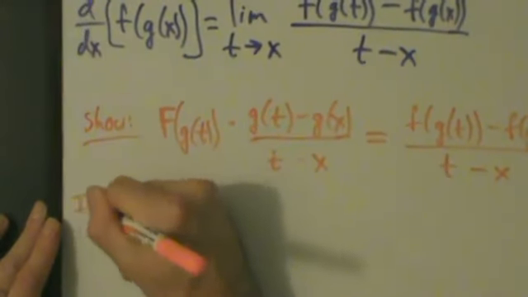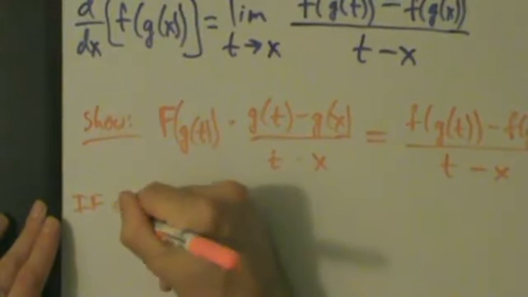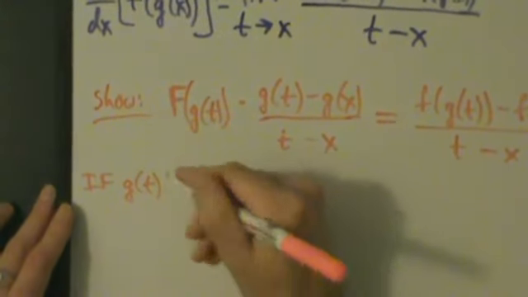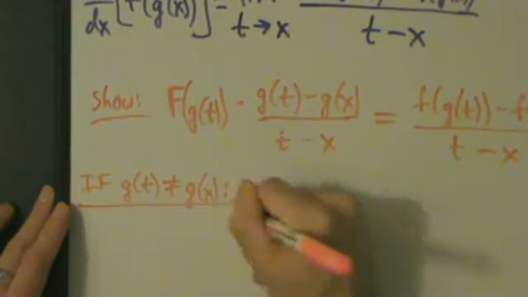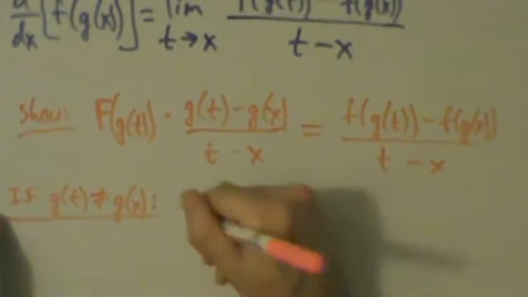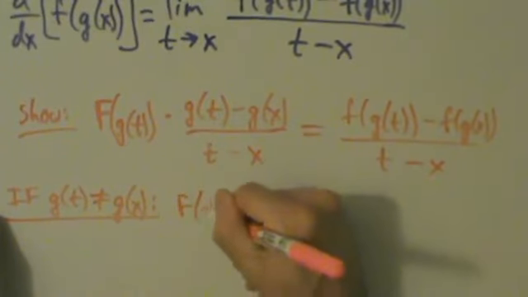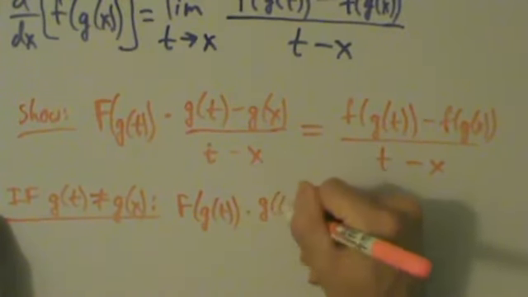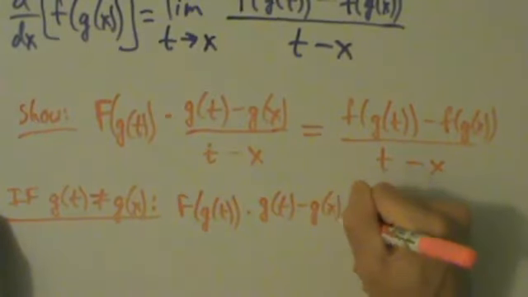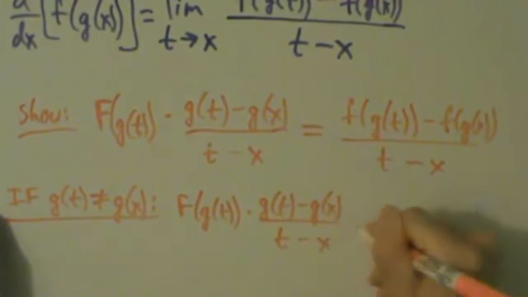So let's say we're on the first piece. So let's say if g of t does not equal g of x, all right, then what happens? Then big F of g of t times g of t minus g of x over t minus x equals what?